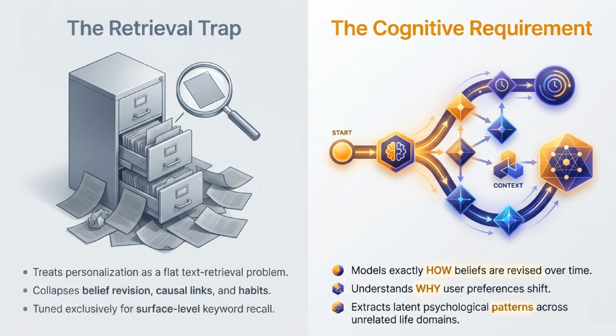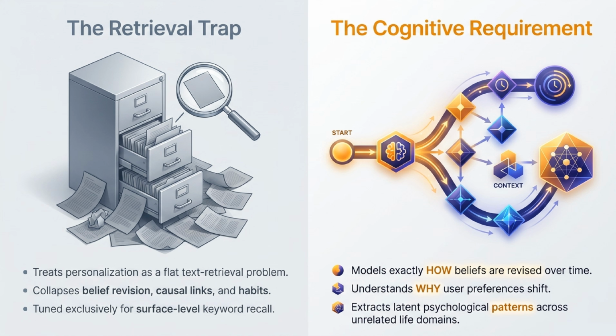Let's begin by addressing a common pitfall in AI today, which we call the retrieval trap. Right now, standard systems treat personalization like a flat text retrieval problem, essentially treating AI memory like a dusty filing cabinet. They collapse the nuances of belief revision and causal links, tuning everything exclusively for surface-level keyword recall.